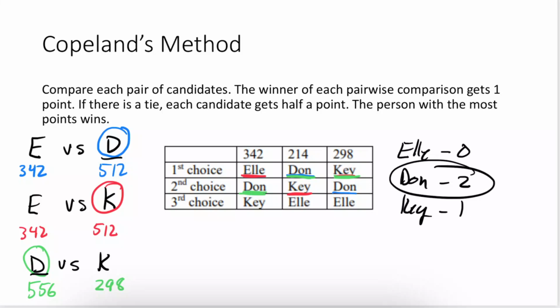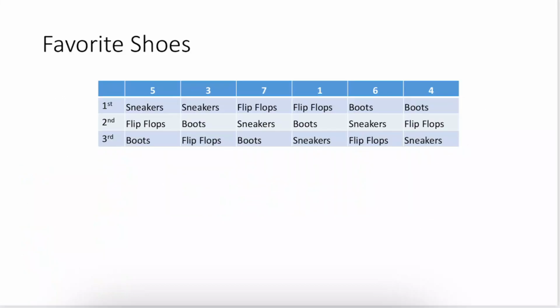And by the way, it is possible for a pairwise comparison to be a tie, like if they both have the same number of votes. And if that happens, then you give each of them a half of a point. So that's the basic strategy of Copeland's method.